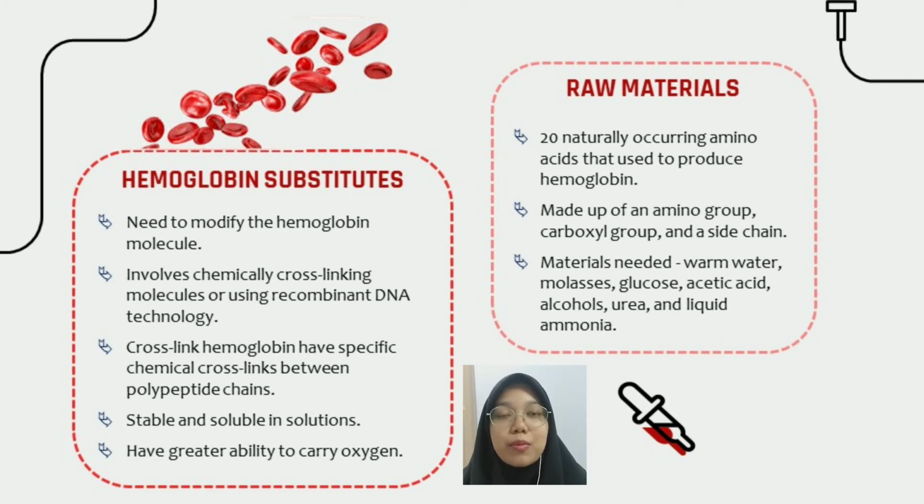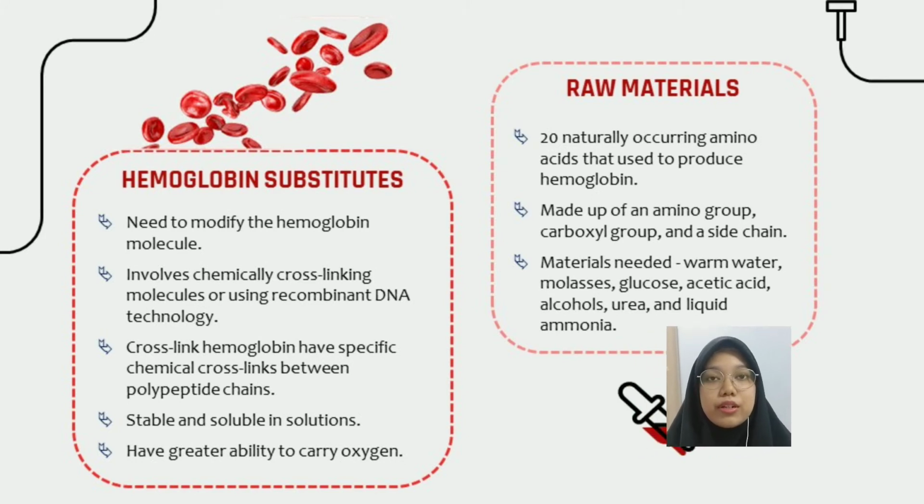Intramolecular cross-linked hemoglobins are not significantly increased in molecular weight, but have specific chemical cross-links between polypeptide chains to prevent dissociation to dimers or monomers. These modified hemoglobins are stable and soluble in solutions. Theoretically, these modifications should result in the products having a greater ability to carry oxygen.